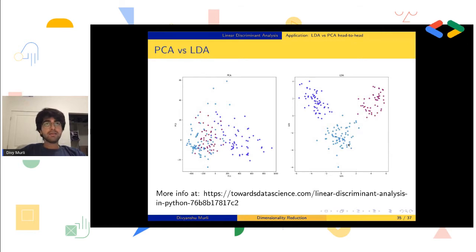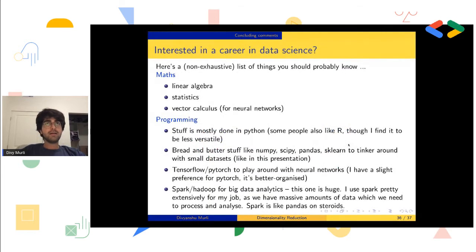So I think that is all I had. I just wanted to go over some points that were brought up in the beginning about pursuing a career in data science and machine learning.